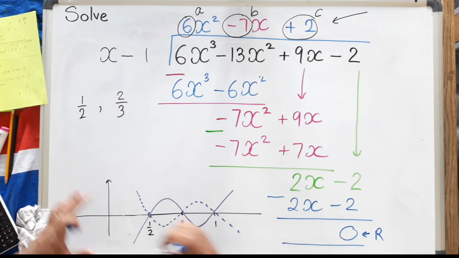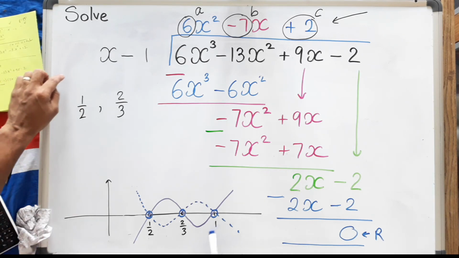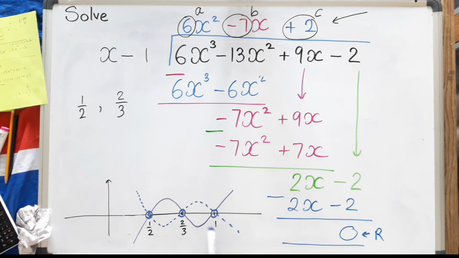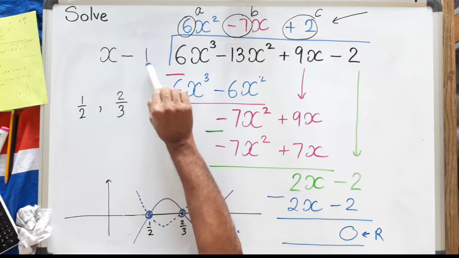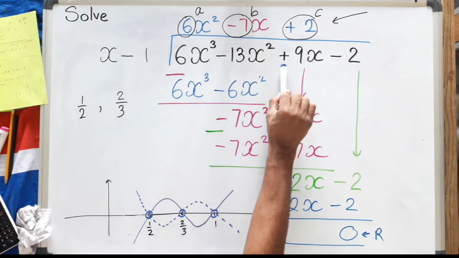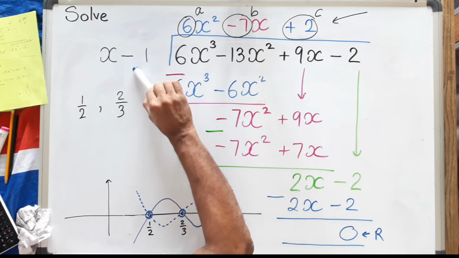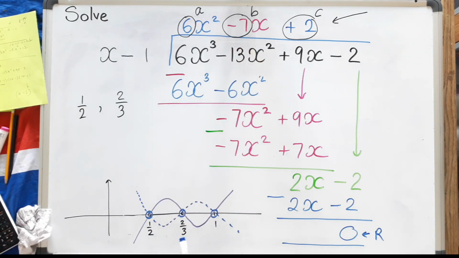But the point is, no matter which orientation it has, whether it's the purple one or the blue one, I hope we can see the difference between the 2 colors, it will be cutting the x-axis at these 3 points. And unfortunately for you, you have to guess the first solution. And then when you guess the first solution, you put the opposite of that next to x, and this becomes a factor. And then you divide the cubic by the factor to get the quadratic, then solve the quadratic to get the other two solutions.